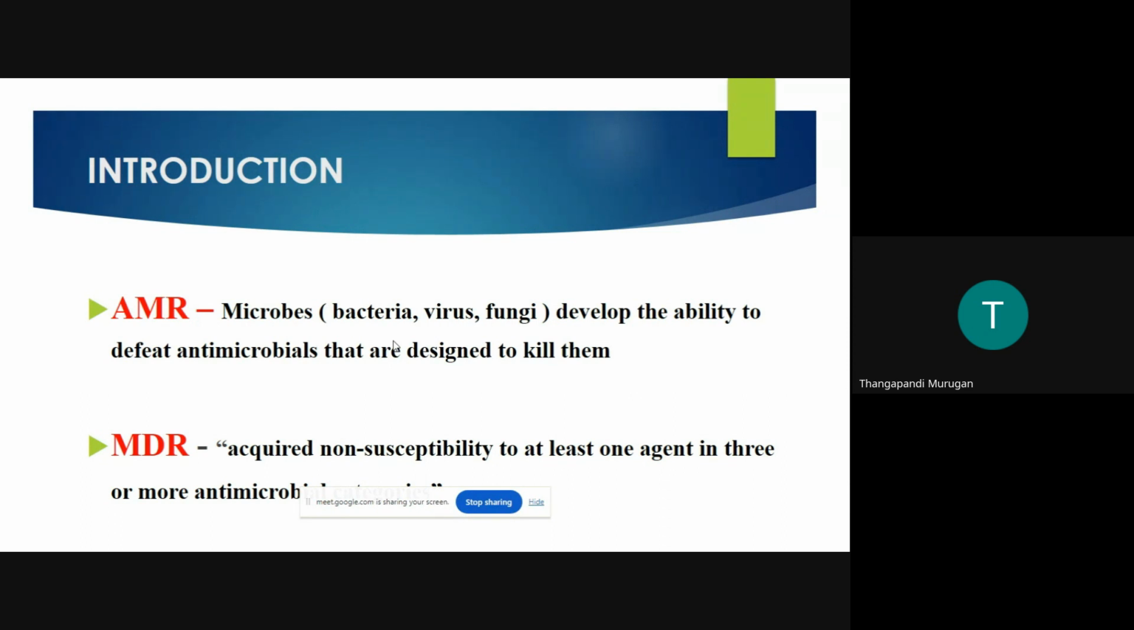I hope my voice is audible to everyone. Yes, sir, you're audible. Because when a particular microorganism is unresponsive to the antimicrobials used to treat that infection, that is the stage we call antimicrobial resistance.